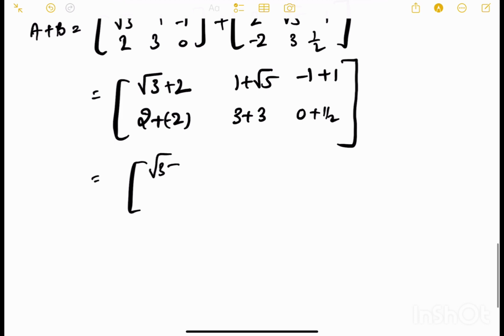So this cannot be solved further: root 3 plus 2, these two will remain the same. This is 0. This is 0 as well. This is 6 and this is half. So this is how we add two matrices.